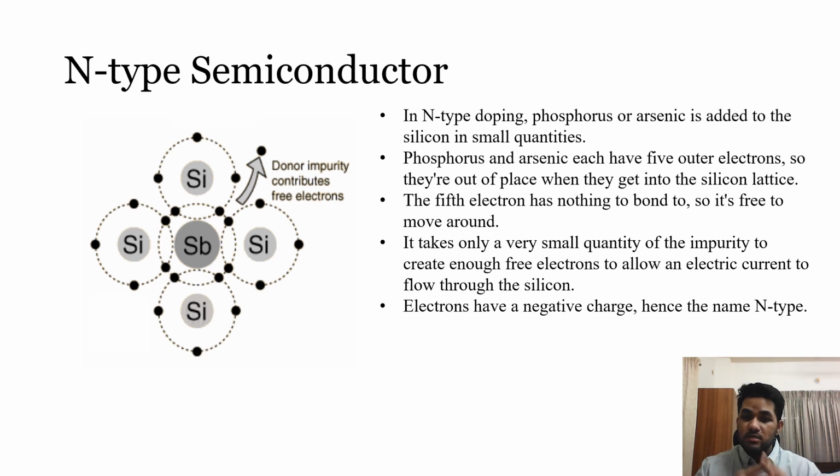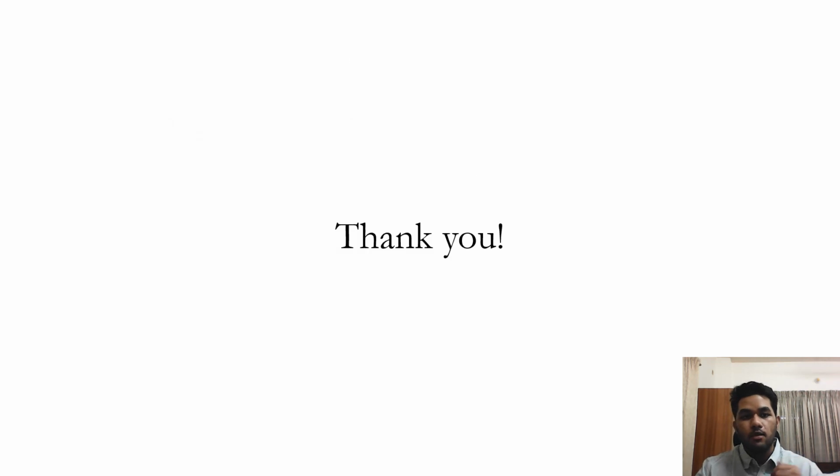This is another easy way to remember: an n-type semiconductor is negative, because there is an abundance of electrons. So that was all from my side.